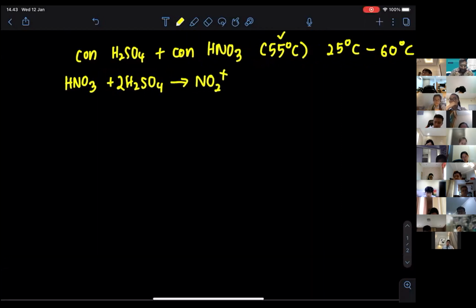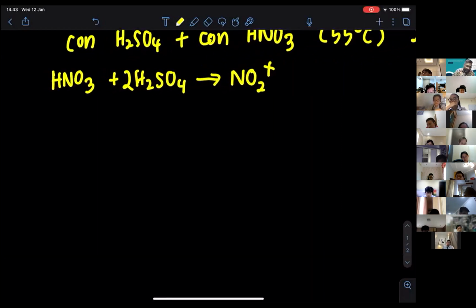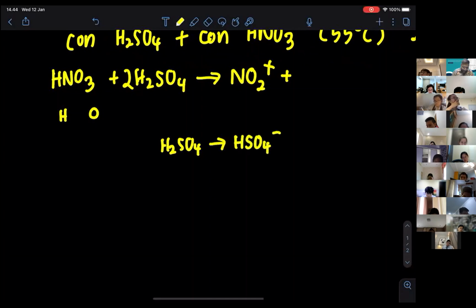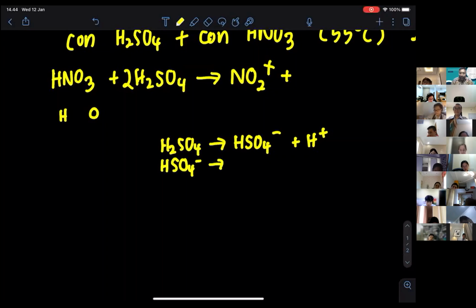So if you have NO2 plus, it means, if you follow here, what is remaining? H is gone, and then O is gone. It's not being used. The NO2 is taken. If you have H2SO4, when I remove one H, I am going to have HSO4 minus plus H plus. If I want to remove one more electron from HSO4 minus, I will get SO4 2 minus plus H plus.